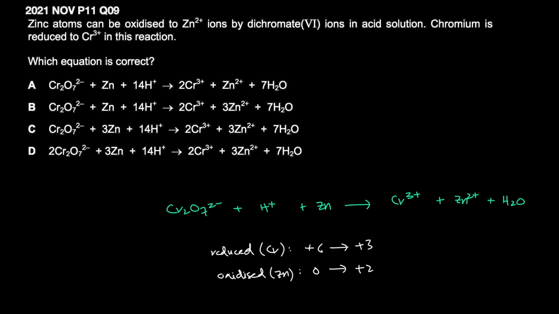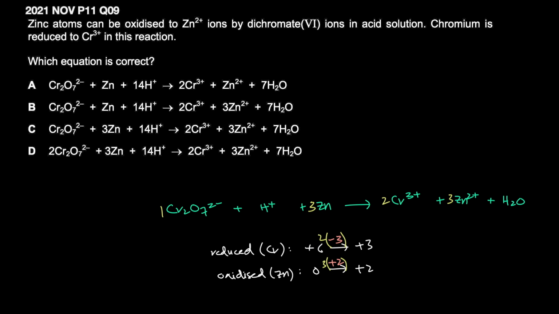0 in the elemental form to +2 in the products. So the change in oxidation number for chromium is -3, right? The oxidation number is decreasing by 3 from +6 to +3. And the change in oxidation number of zinc is +2, right? The oxidation number is increasing by 2. Now, since the increase and the decrease of oxidation numbers have to balance, we're going to need 2 chromium atoms for every 3 zinc atoms. Here we have Cr2, so that's 2 chromium atoms for every 3 zinc atoms.